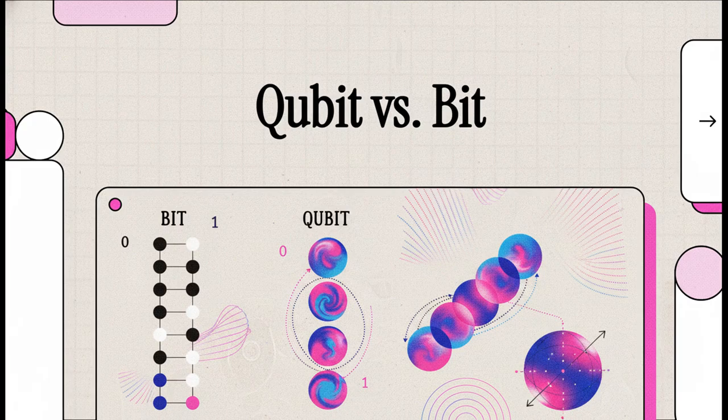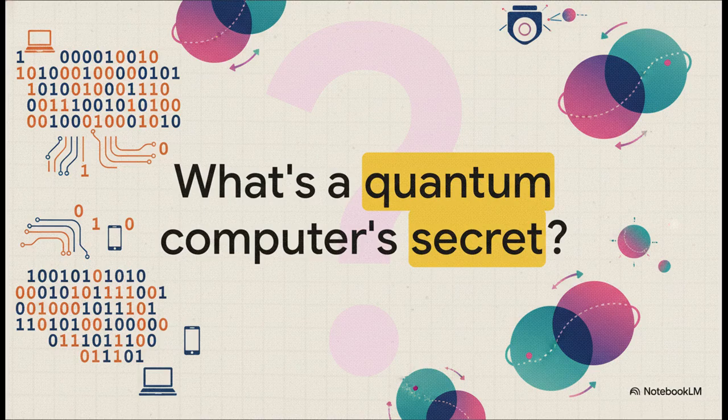A lot of people think quantum computers are just really fast versions of the laptops we use every day. But that's not quite right. They're a completely different kind of machine. And to understand why, we've got to look at their most important fundamental building block. So what is that big secret?